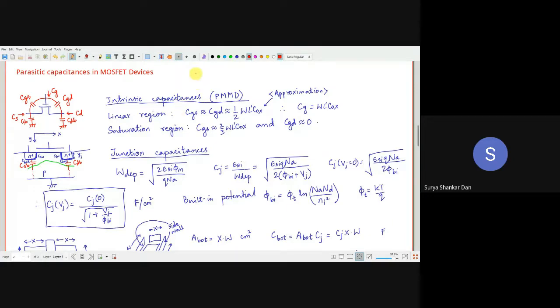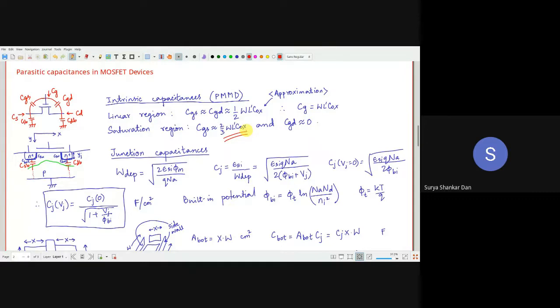The internal part, you call it internal capacitances or intrinsic capacitances, is basically the same. The intrinsic capacitances are taught in detail in PMMD. We have done each and every region of operation. So our PMMD students are at an advantage right now. They already know all this, so I am not going into the details of it. Why in the saturation region is CGS 2/3 WLCox? I think the PMMD students even wrote the answer in their end semester examinations as well.